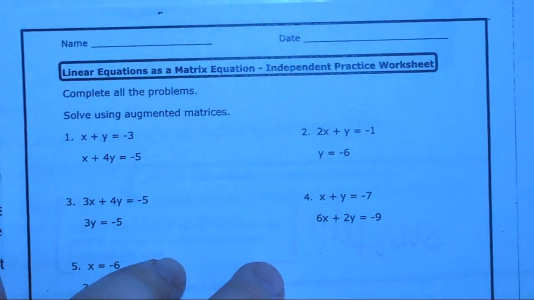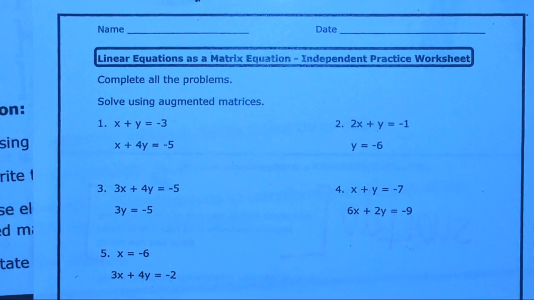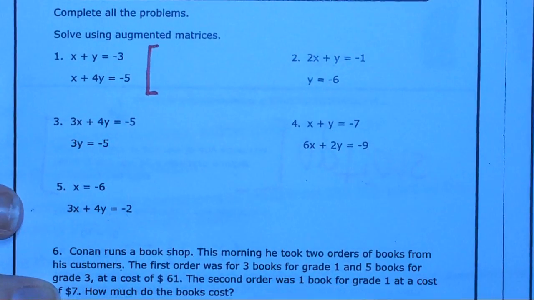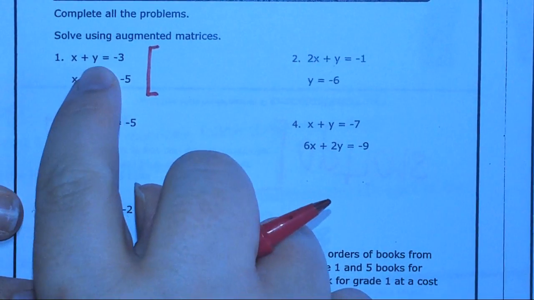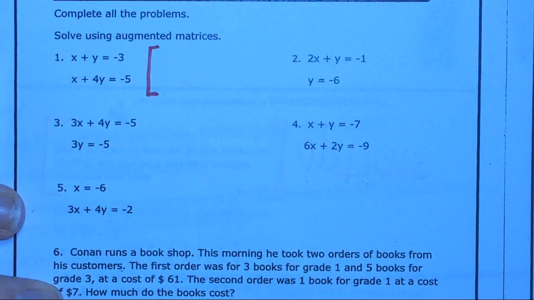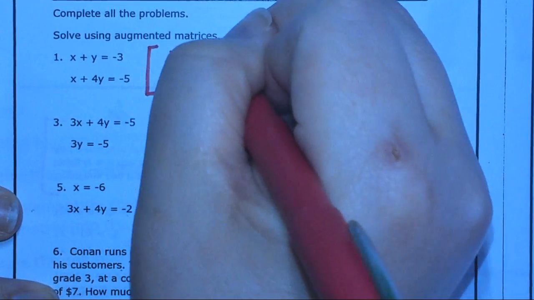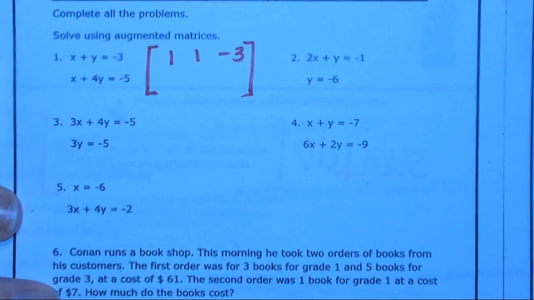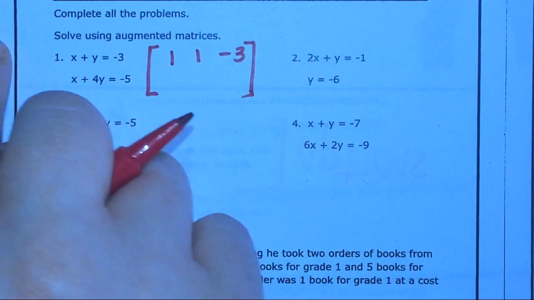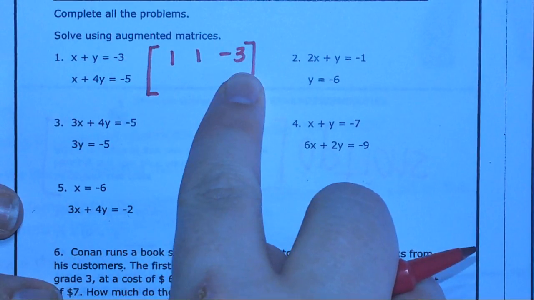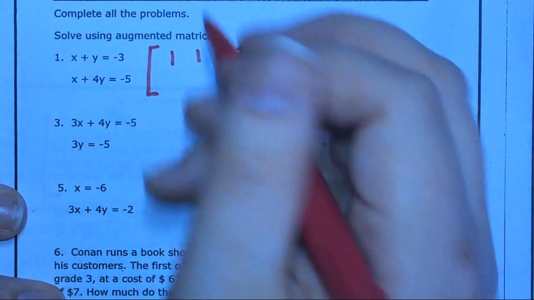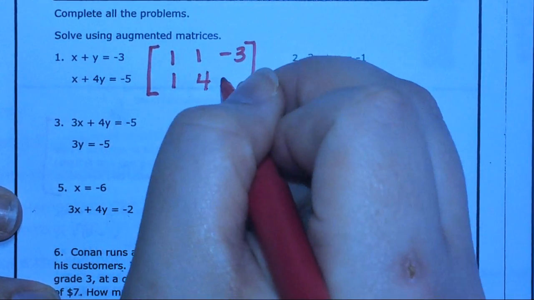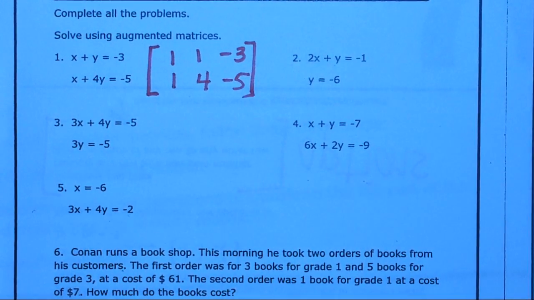So the ones I'm going to do today, let's start off with number 1. I don't necessarily have enough room, but I'll try. Okay, what is the matrix I should write? Using that equation, x plus y, negative 3. 1, 1, negative 3. Does everyone understand how I got 1, 1, negative 3 for that top row? On the bottom row, I've got 1, 4, negative 5. Oh my goodness, this matrix has some issues.